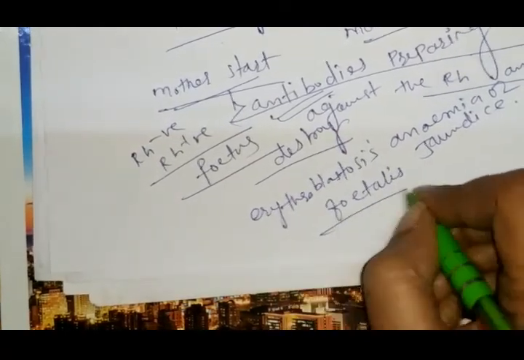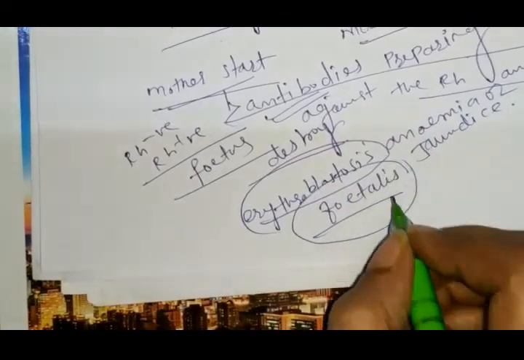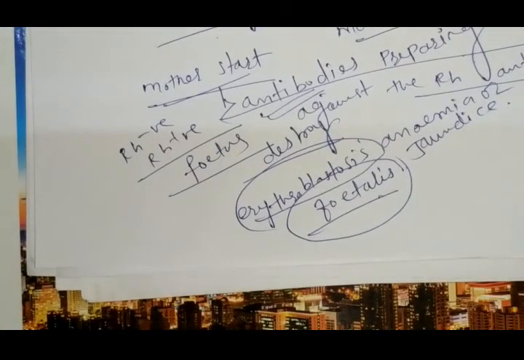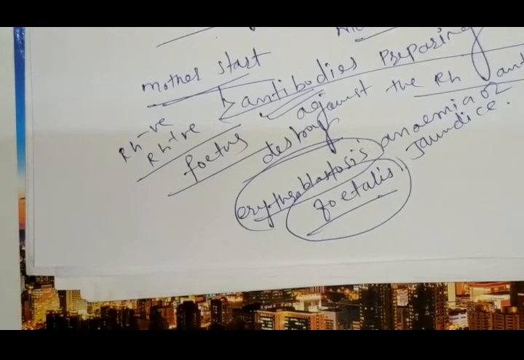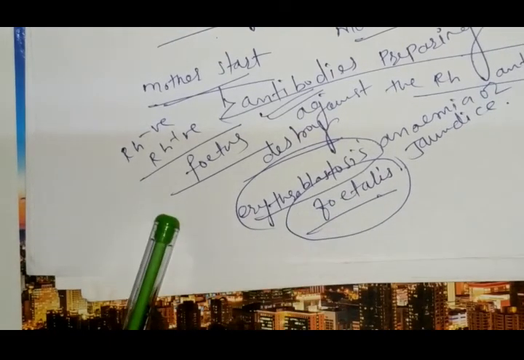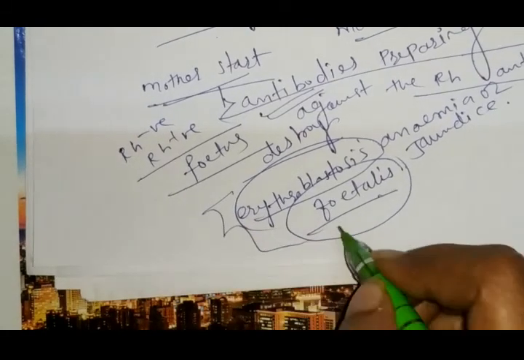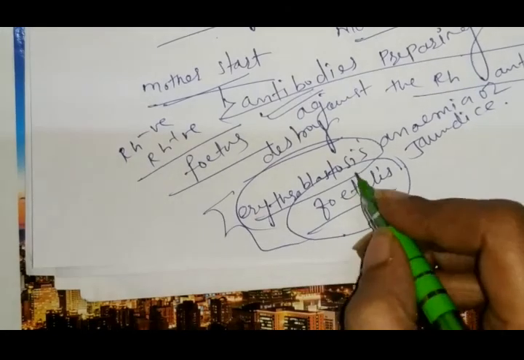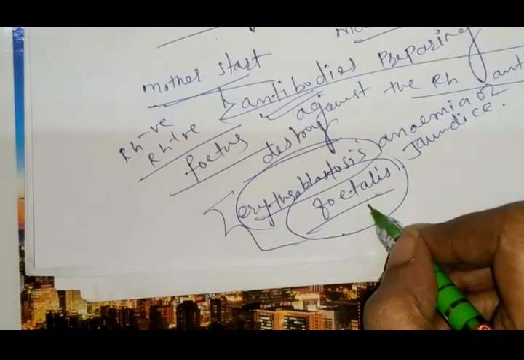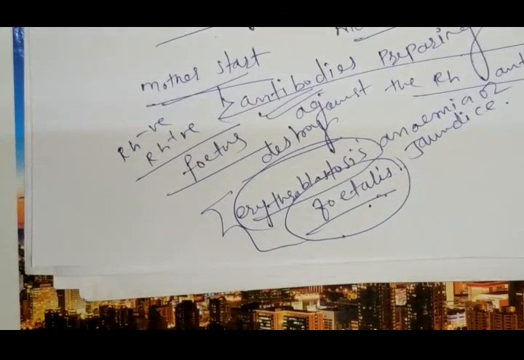And to avoid this condition, anti-Rh antibodies are administered to the mother immediately after the delivery of the first child. After the delivery of the first child, the anti-Rh antibodies are injected into the mother's body. That's why this condition in the second baby is avoided. Erythroblastosis fetalis is avoided by administering anti-Rh antibodies when the first child is delivered. Understand all of you?